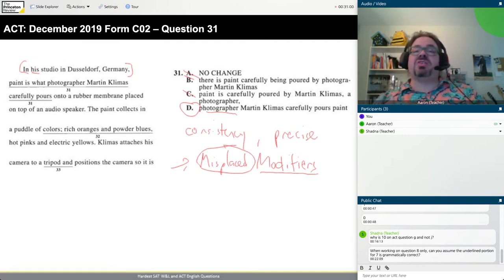And so this is our second idea of precise. If you know what's going on, the thing that's most important here is that the precision comes from putting the descriptor next to what's being described. If you know that's exactly what's happening when word order is changing, you can answer a question like 31 very quickly, whereas most people are going to struggle and spend a bit of time.